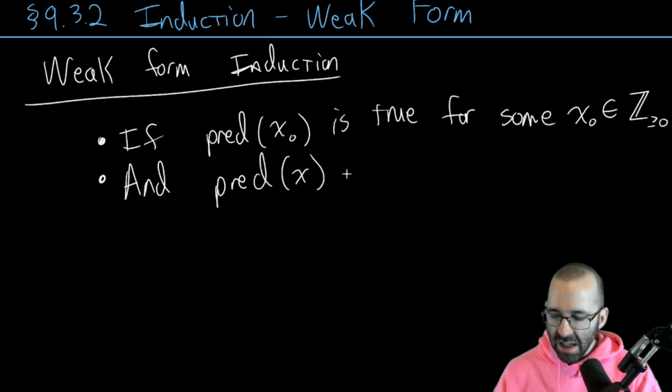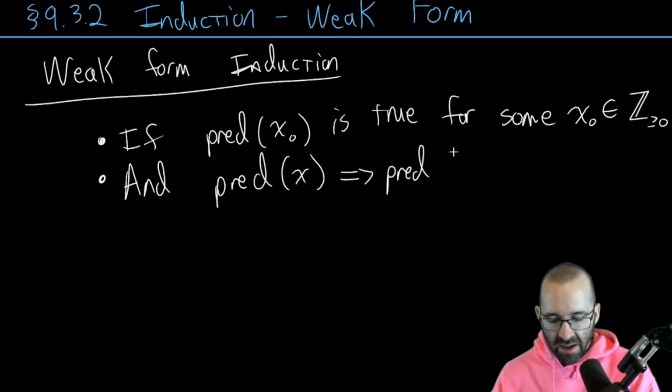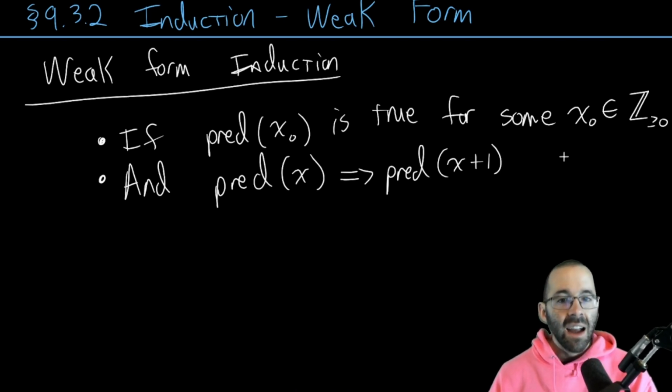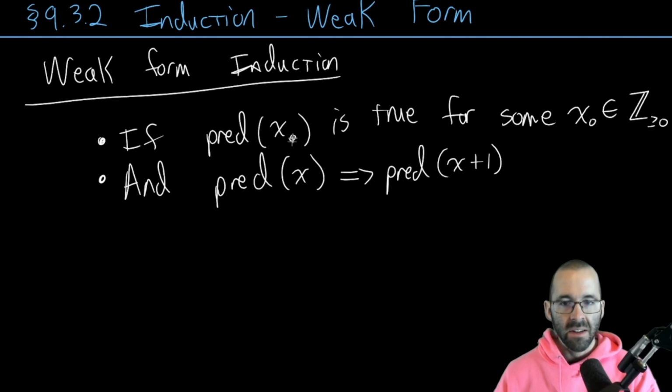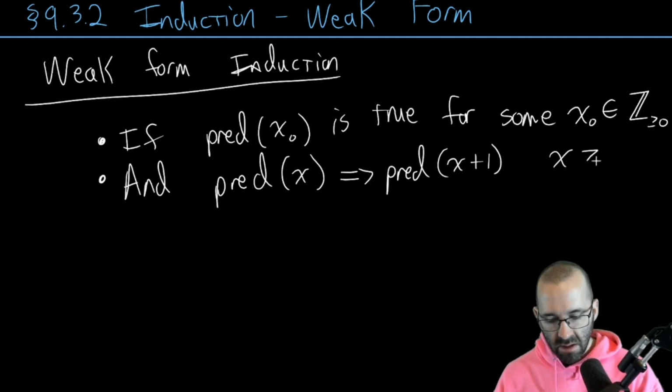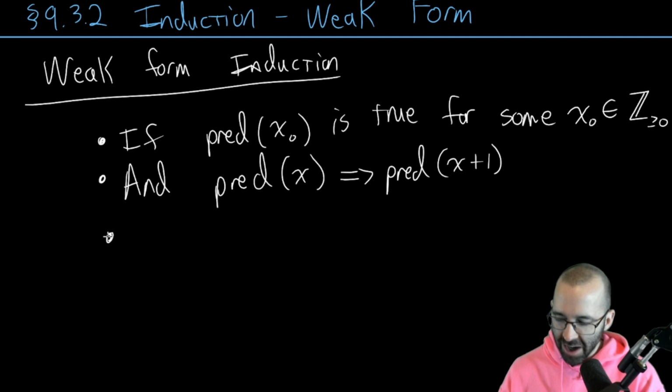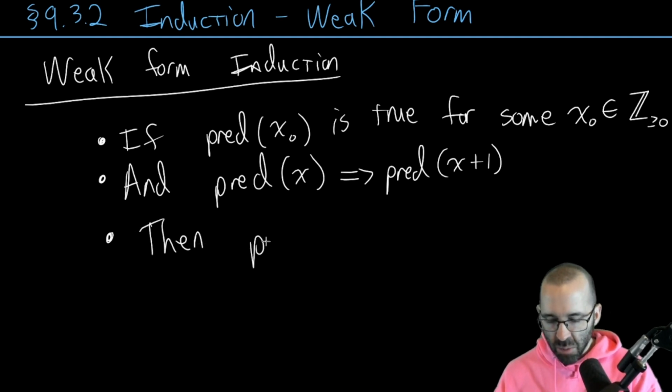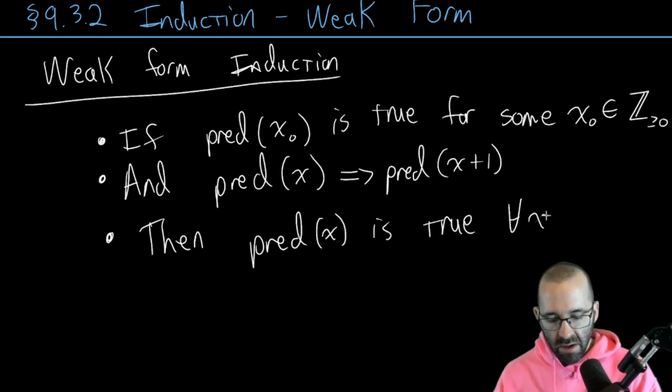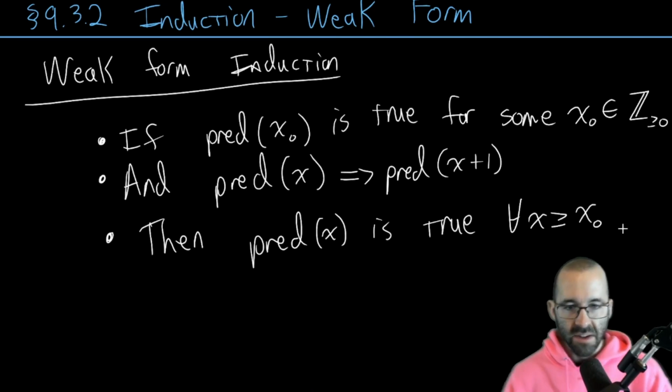The predicate for any x implies the predicate for the next one. And this has got to be true for any x, any x bigger than or equal to the starting x. So, this first step, well, hold on, let's give you the conclusion. I don't want to keep you. Then what we know is that pred x is true for all x bigger than or equal to x naught.